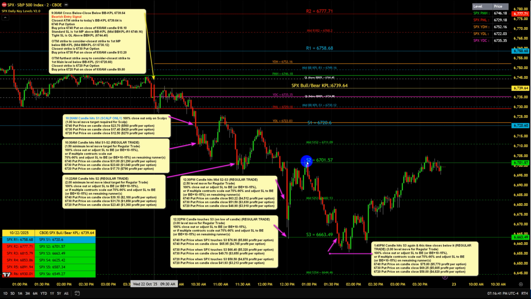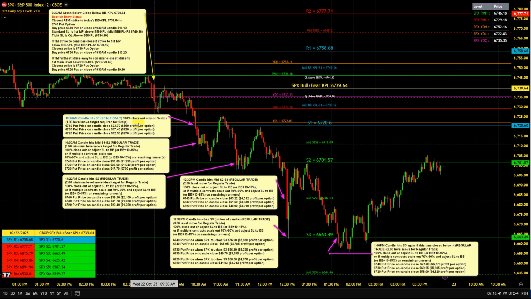If we were taking a bearish trade from S2, a scalp would be one full level below the level we're taking the trade from, so S2 to S3. A bearish trade from S1 would be one full level below S1, so the scalp would be S2. In this case, the level we're taking the trade from is the bull bear KPL, so it's a bearish trade, and one full level below is S1. That's where it hits here at 10:26 a.m., and that is the one level move target required for a scalp.